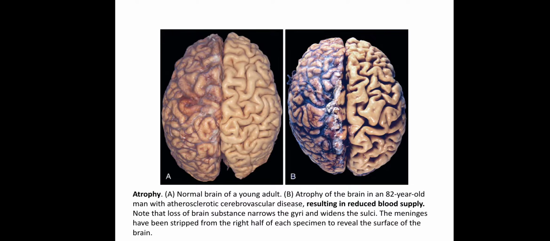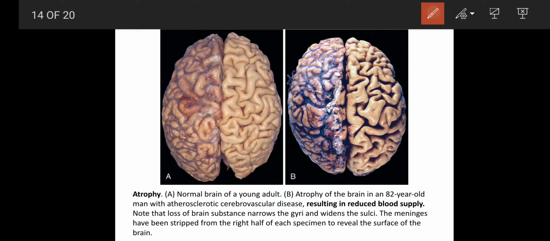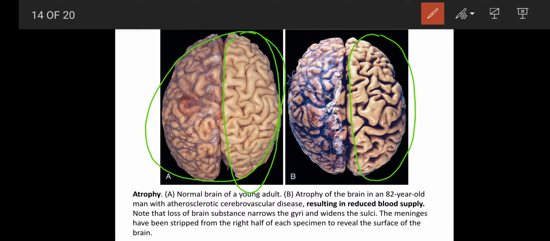Let us look at this image again. This is a very interesting image. Compare the left hand side and the right hand side. On the left hand side, this is how a normal brain looks, and on the right hand side, this is how an atrophied brain looks. So this is a classical example of atrophy. See on the right hand side how the sulcus and gyrus are so deepened and so prominent as compared to the left hand side.